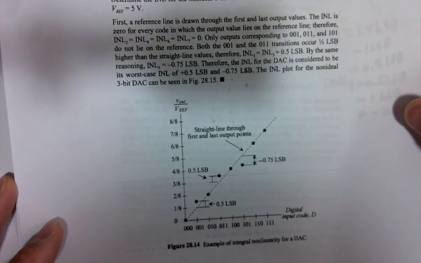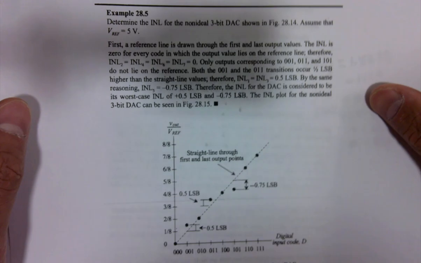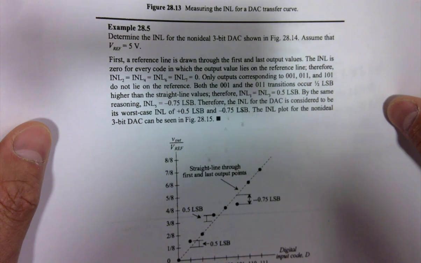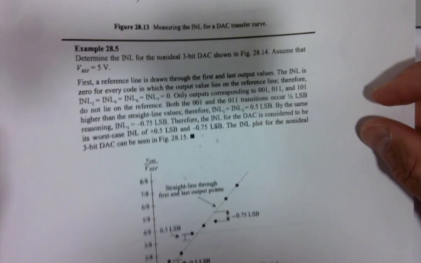So for this one, is it still the same problem? Is it the same problem? 28.14. No, it's not a problem. Same problem. Anyway, we can look at this one. So what are the INLs?